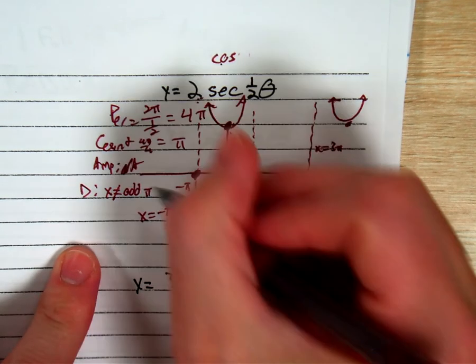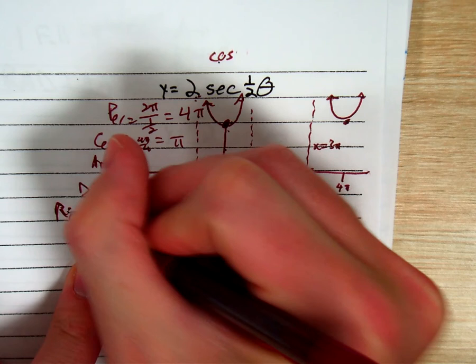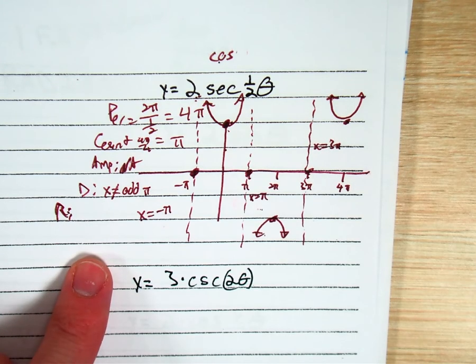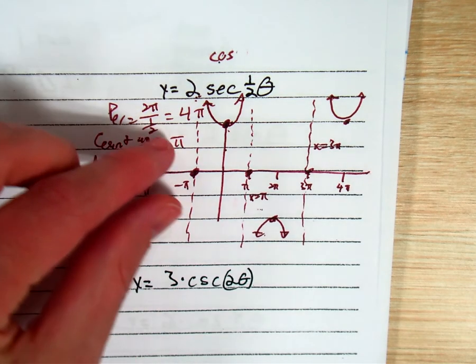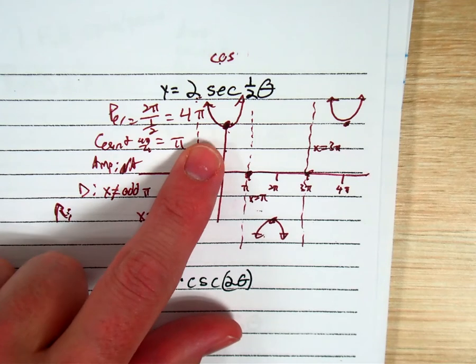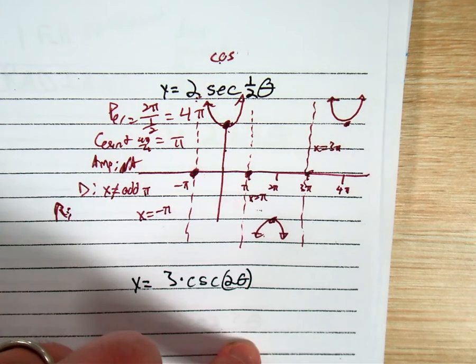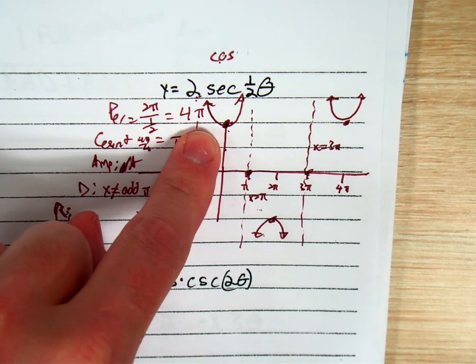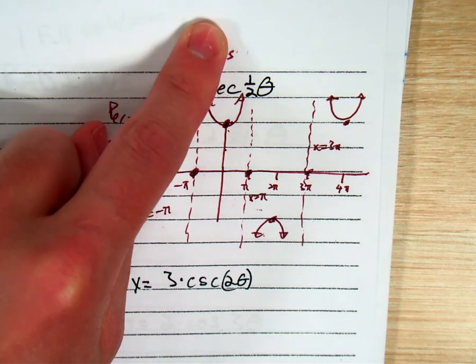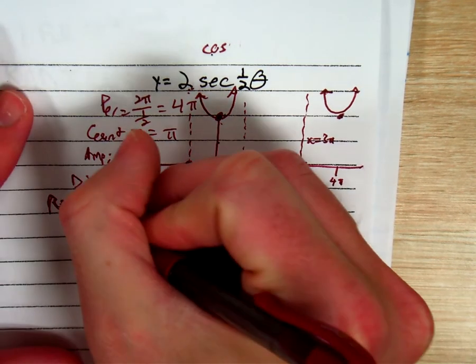Okay, my range, sorry guys, I keep having to slide this out, range. Okay, it's not all reals, okay, because we have this empty space in the middle. All right, so this is at 2 going up, this is at negative 2 going down. So my y values are greater than or equal to 2 or less than or equal to negative 2.